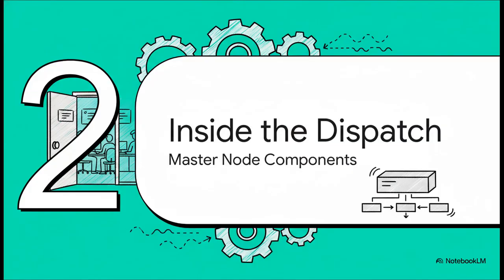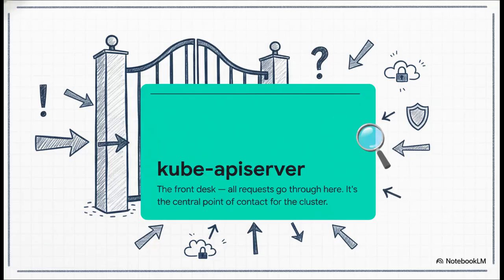Okay, so what's really happening inside that dispatch office? Let's swing open the doors and meet the key managers who are actually running this whole show. The very first thing you'd run into is the front desk, the kube-apiserver. And I mean, everything goes through here. Every single command, every request, whether it's from inside or outside the cluster, it has to pass through this single point. It's the ultimate gatekeeper for the entire system.